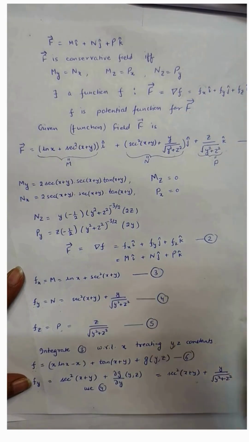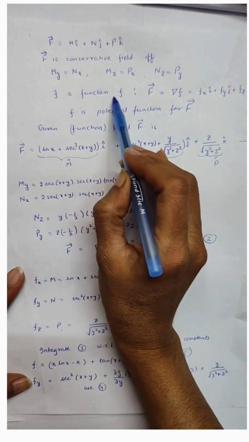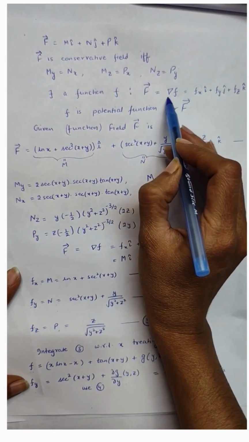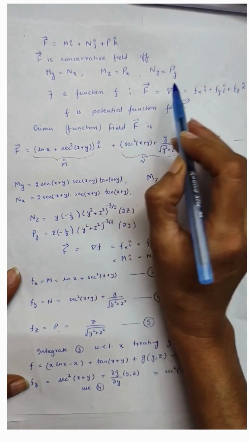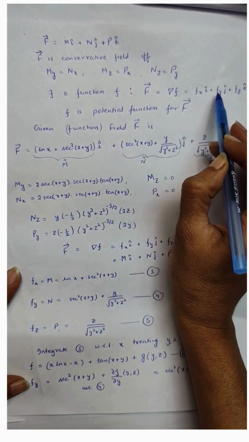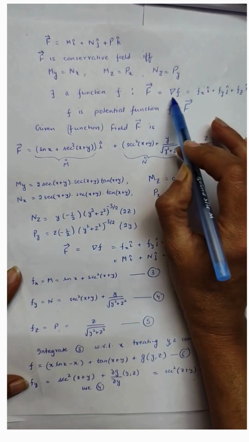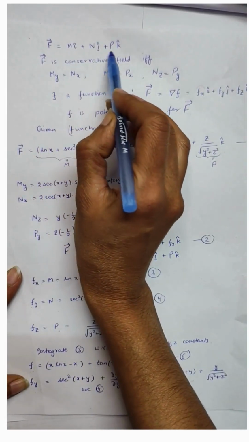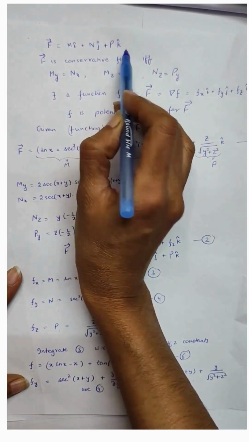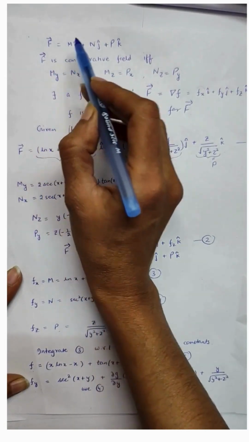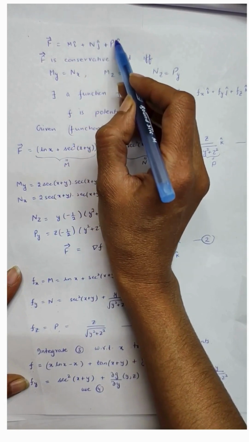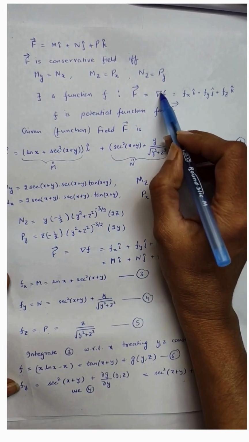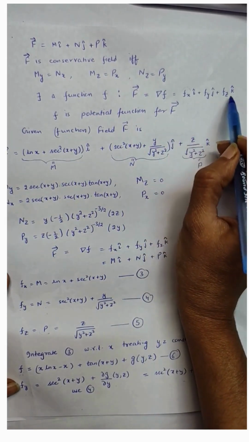What happens then? That means there exists a function small f such that this vector field F is the gradient of this function f. Now what is the gradient of f? It's f_x i plus f_y j plus f_z k. So if we compare this with the given expression for the vector field, what do we get? If F is a conservative field, then its component functions M, N, and P are given by the partial derivatives of this potential function with respect to x, y, and z.